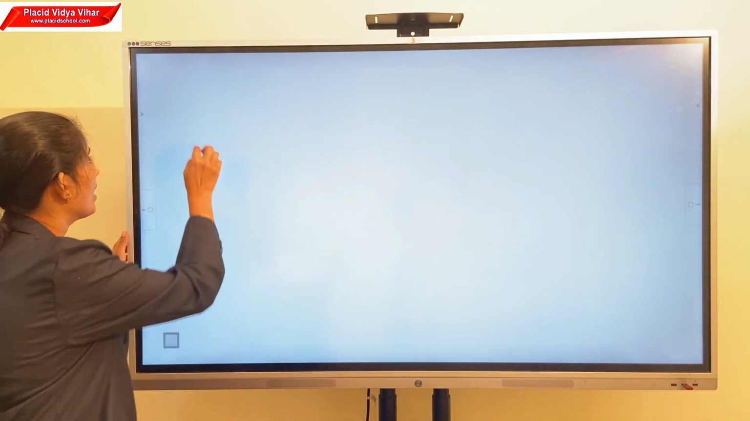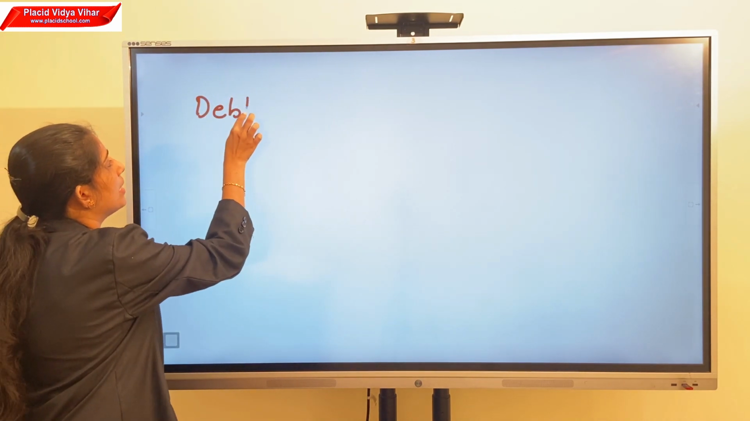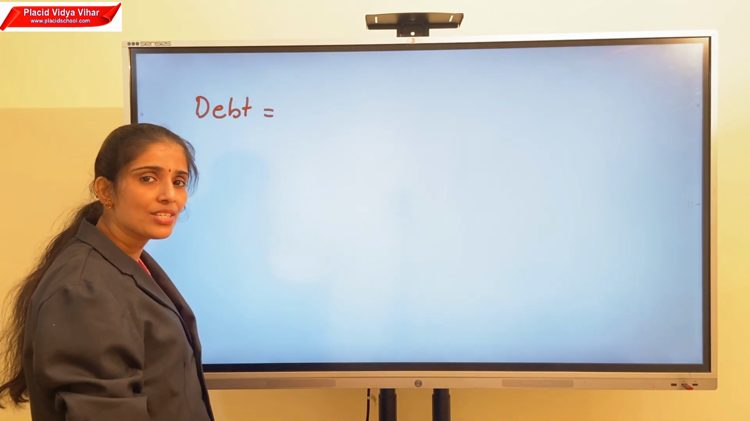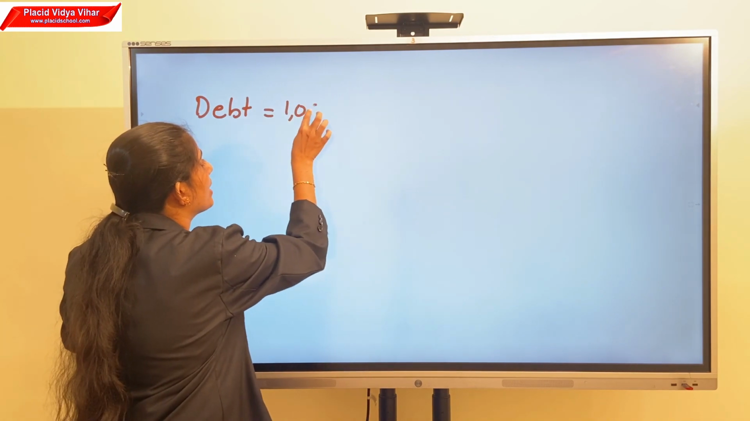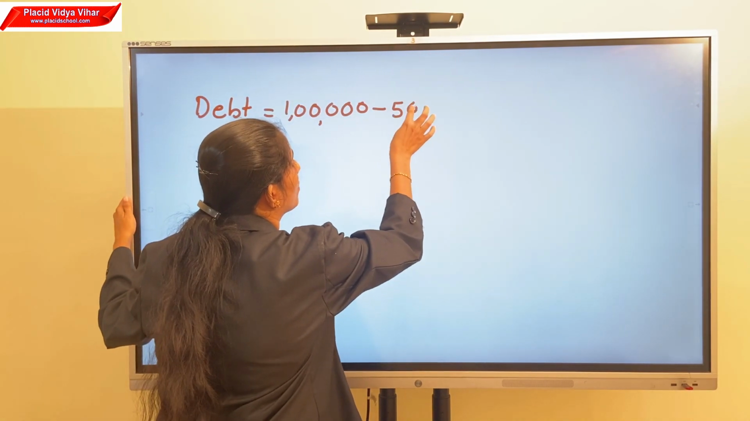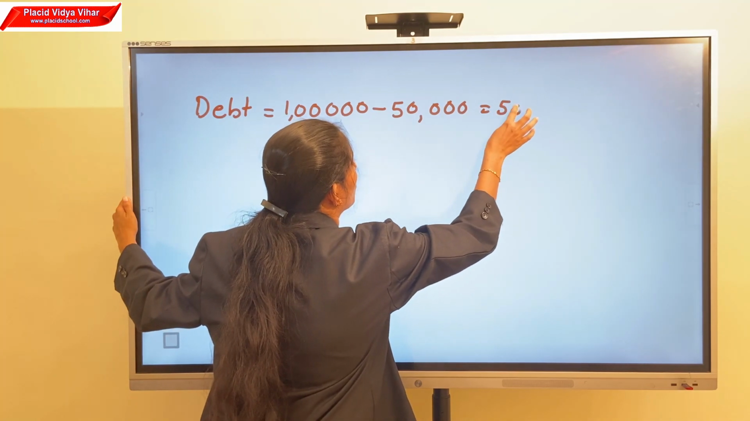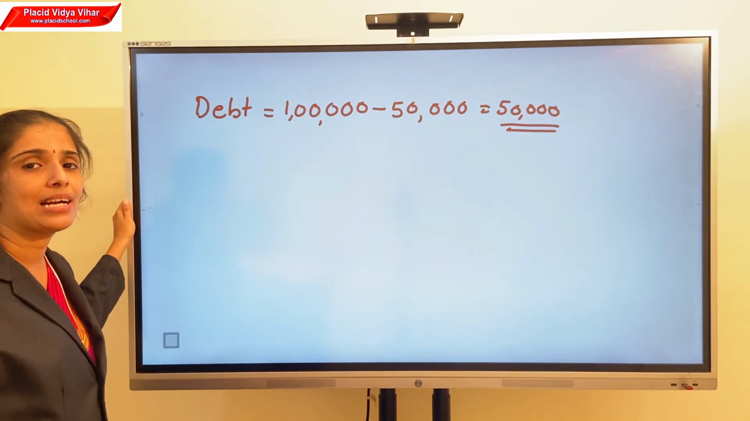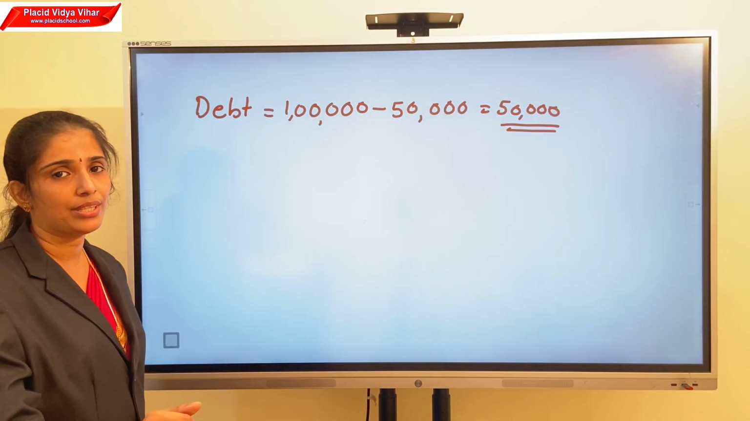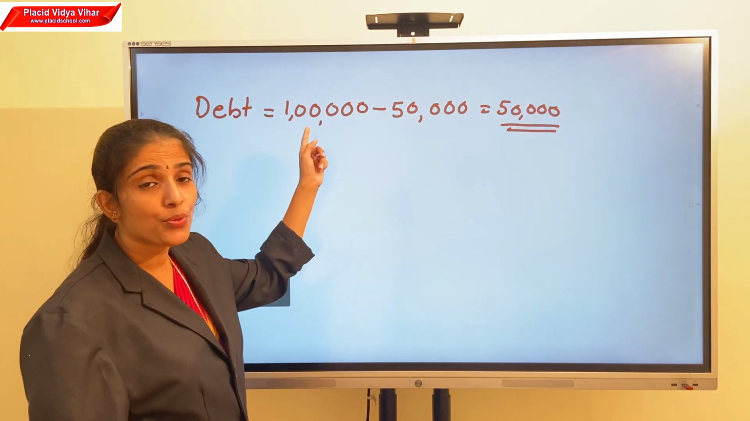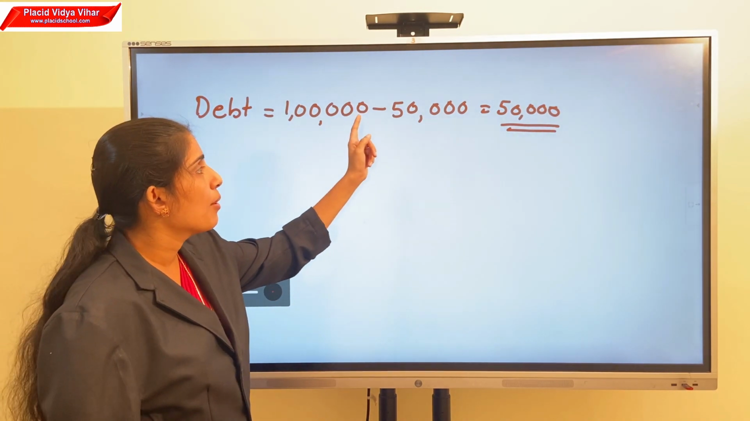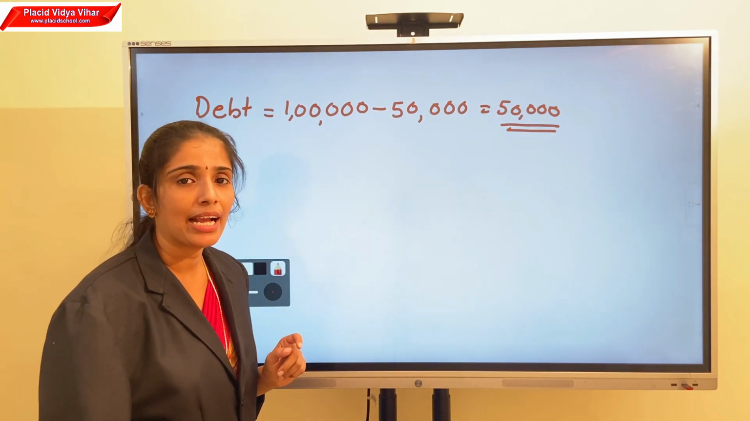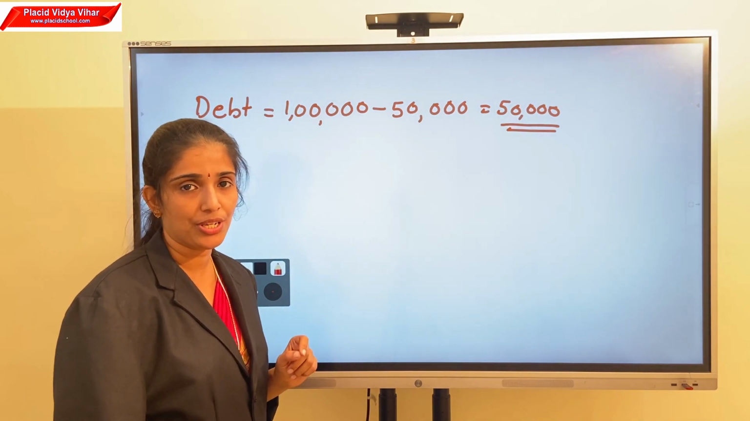So debt equals the total external liability value, which is 1 lakh. Then 1 lakh minus current liability 50,000 equals 50,000, which is the actual external long-term liability. Debt equals actual external debt 1 lakh minus current liability 50,000. Then 50,000 is the actual external long-term liability.